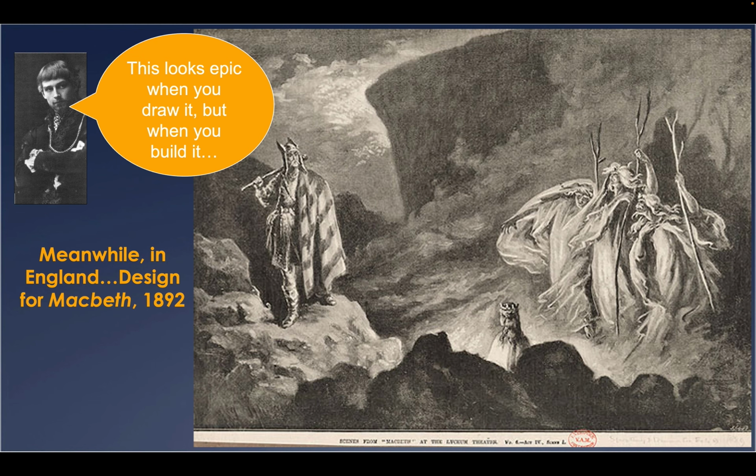But when you build it on the stage, especially with 1892 lighting and materials and technology, it doesn't look good, right? Taking a mysterious moment like this from Macbeth, we got our witches and all this magic and darkness and weirdness going on, taking this mysterious moment and executing it on stage in realism, it's not so good, right?